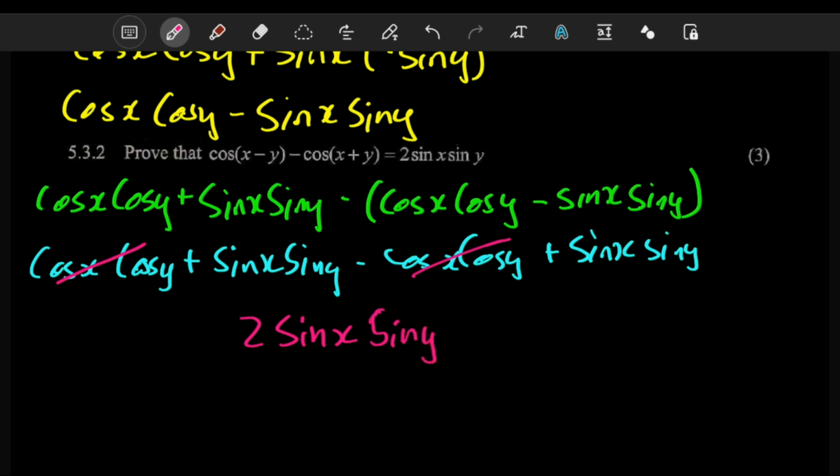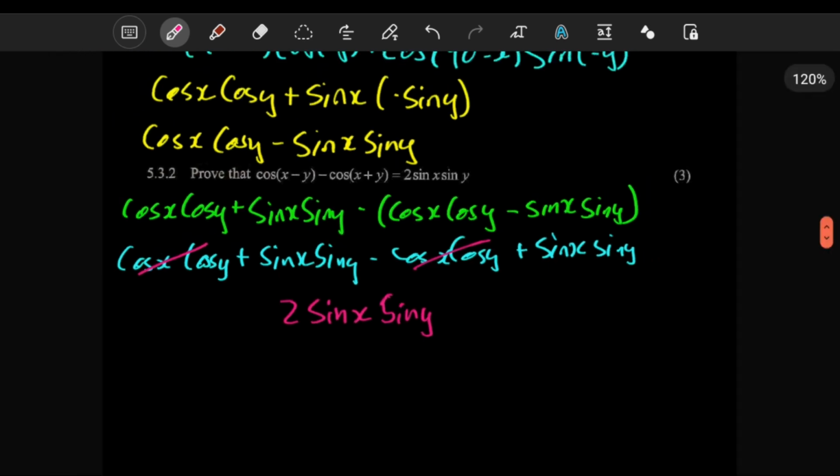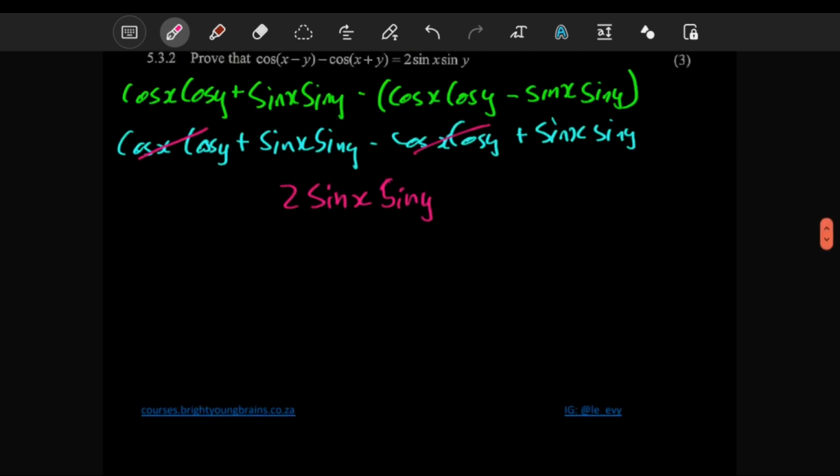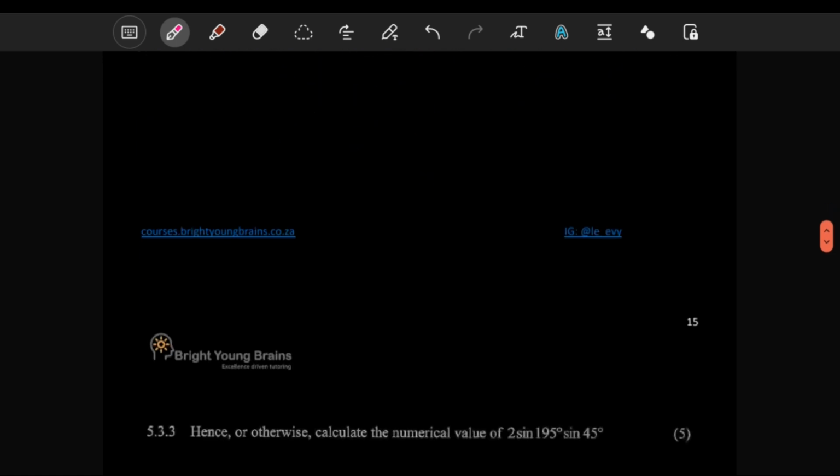But anyways, it's just a 3-mark question. You would have proven what they wanted to see. So don't overthink things. Don't think that they want you to come up with a formula or whatever. Here they just said prove that this is equal to that. So we have proven it.